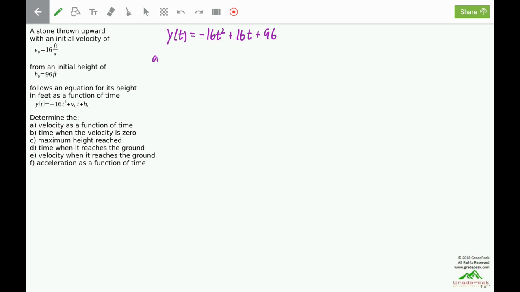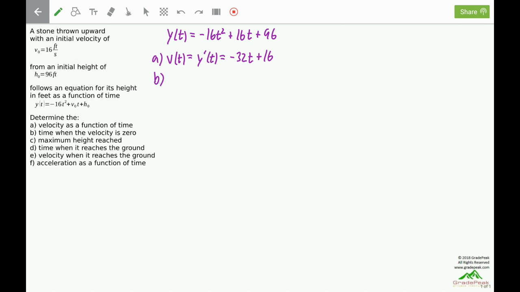For part A, we want the velocity as a function of time. The velocity as a function of time is the derivative of the position as a function of time. The first term is a power rule. Bring down the power 2 times the coefficient. That'll give us a negative 32t. The second term is a constant times t. The derivative will be a constant. And the third term is a constant without a t. The derivative is a 0 for that. There's our velocity as a function of time, negative 32t plus 16.